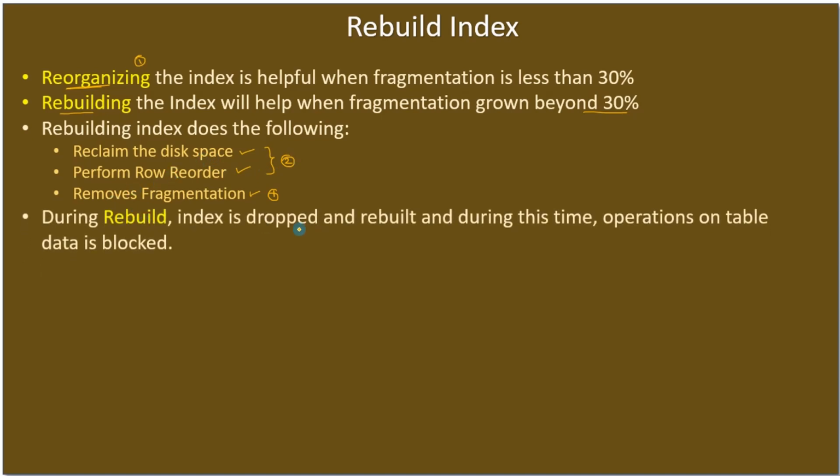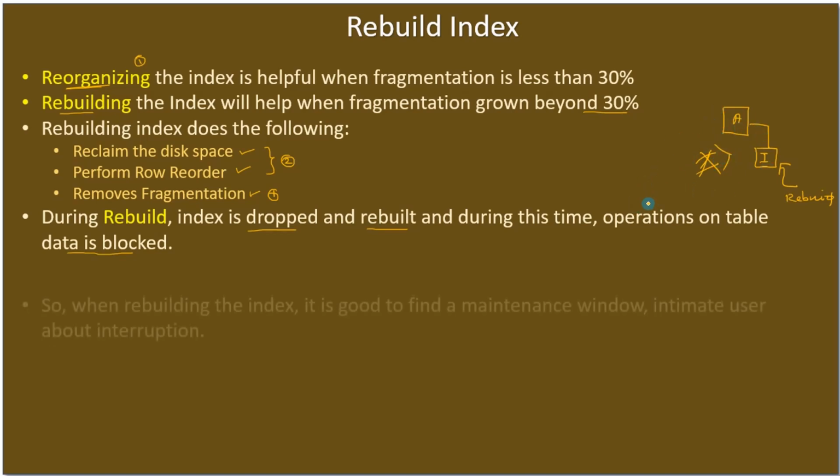During the rebuild, the index is dropped and rebuilt. And during this time, operation on table data is blocked. So that means if this is table A on which there is an index, and when you are rebuilding this index, other users cannot access this. So this access is blocked. Once the rebuild is completed, users can get through to the index usage.